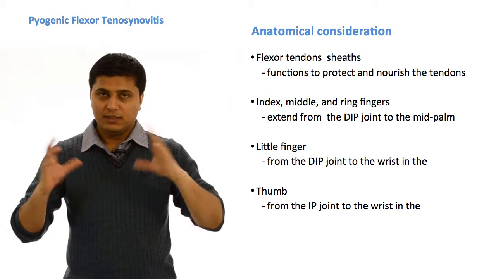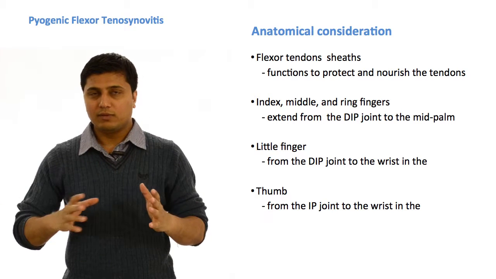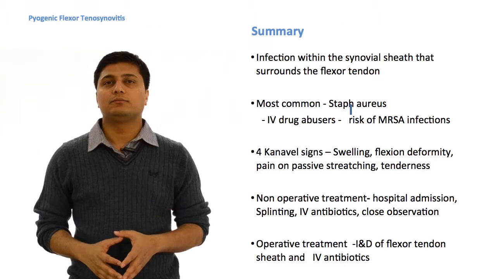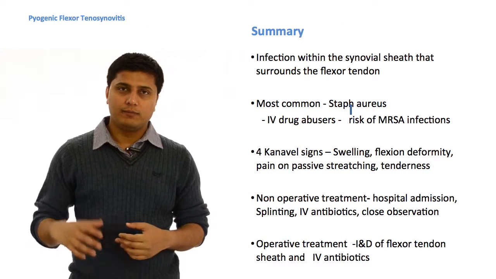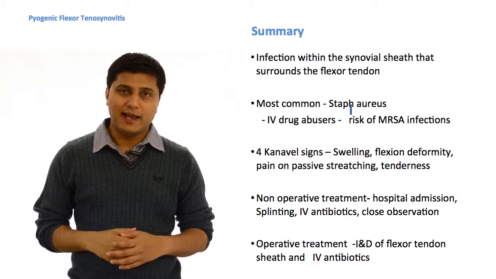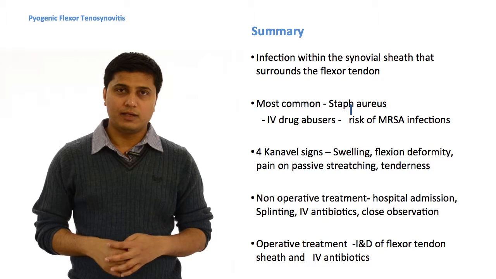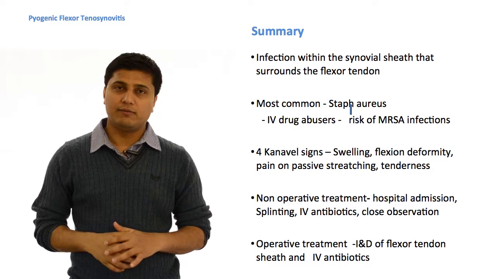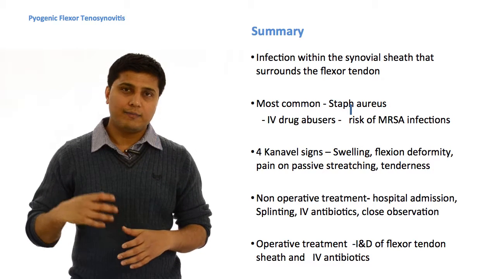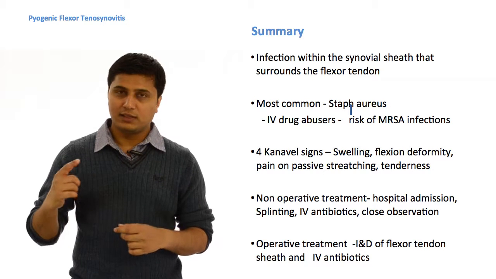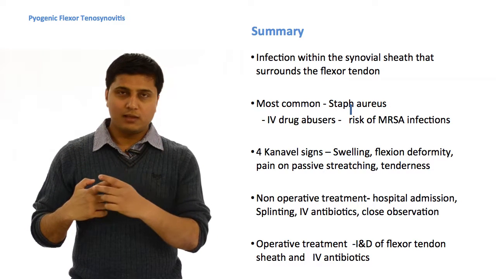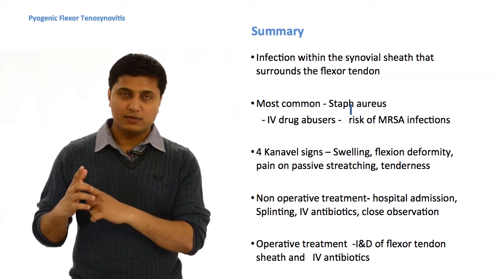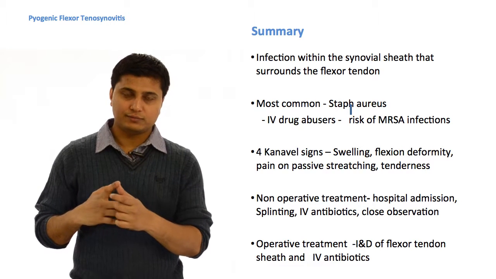So this is the overall conservative as well as operative treatment of flexor sheath infection. So in summary, flexor sheath infection is a common hand emergency. We need to be aware of it and act quickly. Staph aureus is the common organism. MRSA infections are common in IV drug users. Clinically, there are 4 Kanavel's signs: swelling, fixed flexion deformity, pain over the flexor sheath, tenderness on the flexor sheath, and pain on passive stretching.